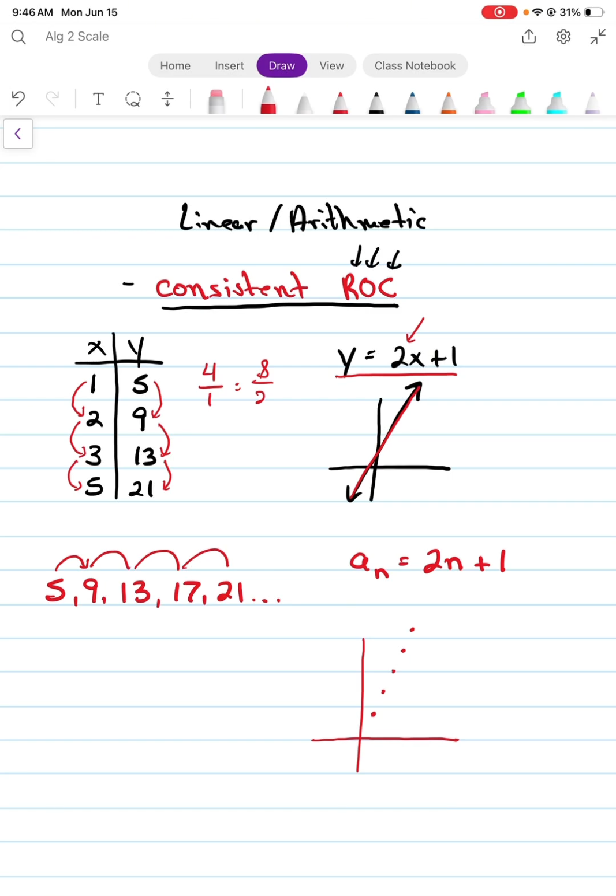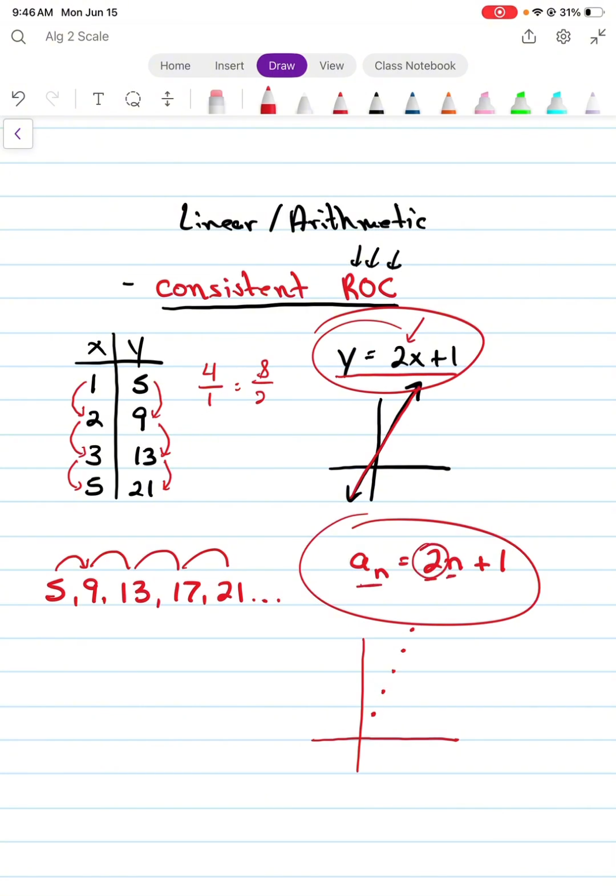The equation of an arithmetic sequence looks just like the equation of a line, except we use a different notation. a sub n equals 2n plus 1, where, again, there's our constant difference. And like I said before, arithmetic sequences are discrete, so when you graph them, instead of having a continuous line, you'll have dots. The first term, the second term, the third term, the fourth term is 5, 9, 13, 17, and so on and so forth.